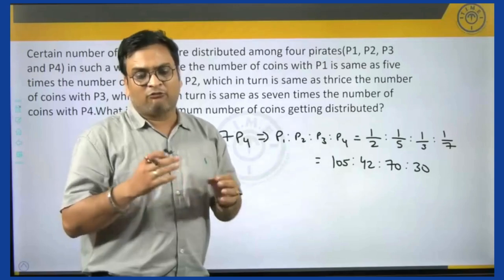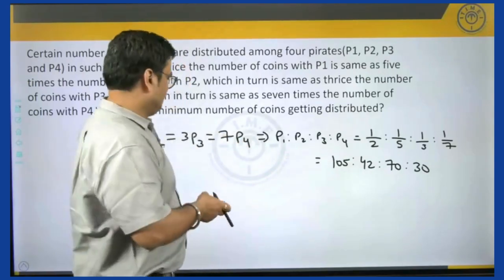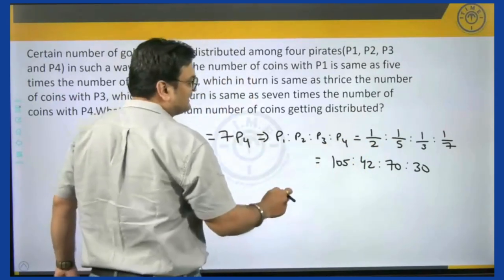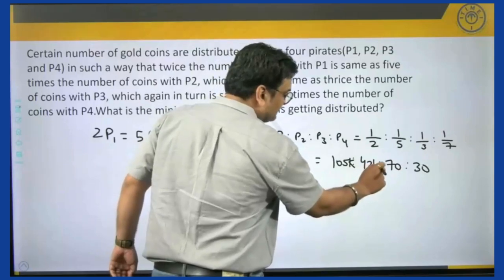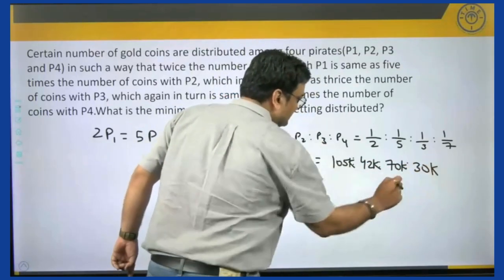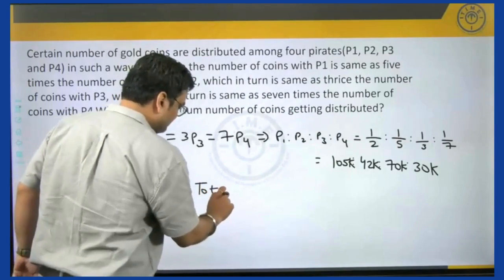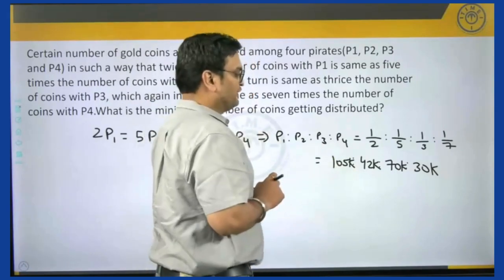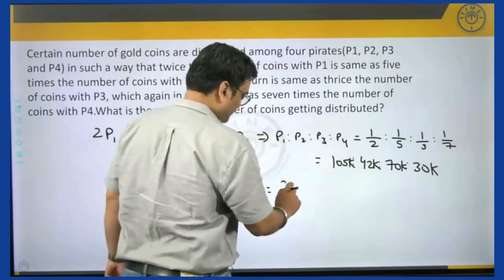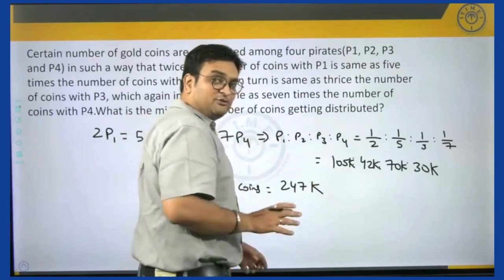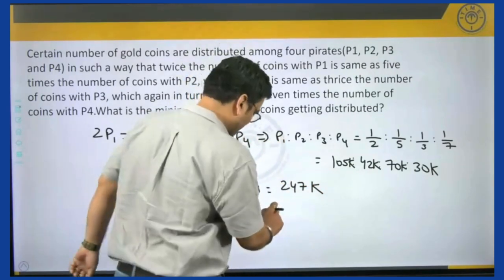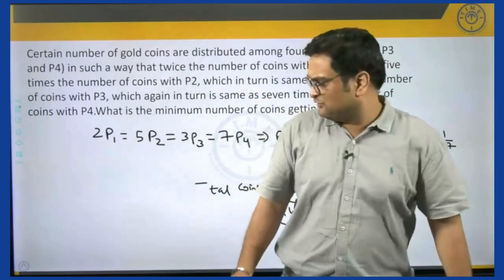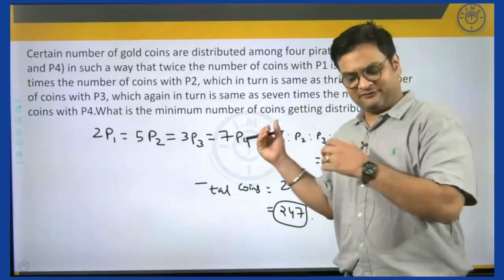Now what is the question? What is the minimum number of coins getting distributed? So if number of coins is in the ratio 105, 42, 70, 30, can we not take the number of coins as this K everywhere? So thus the total number of coins will be nothing but 105 and 42, 147, 217, 247K. But since we want it to be minimum possible, we will try to keep K also minimum possible, which is 1. So thus the answer is going to be 247 for this question.